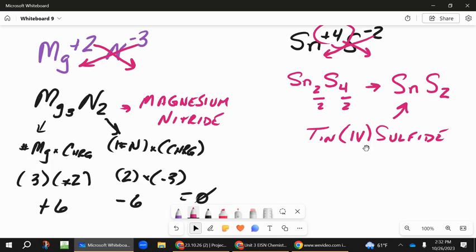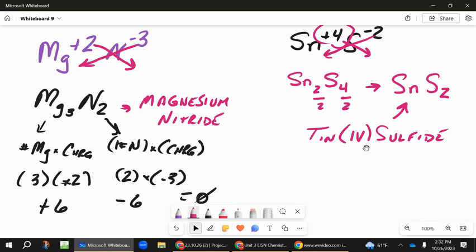The reason we don't put a Roman numeral after calcium is because we know calcium is always a +1. The only reason we use Roman numerals is if we are not sure of the charge. So again, we would never put a Roman numeral with zinc, because what's the only charge zinc can have? +2. So if there is only one charge that something can have, we don't need Roman numerals.